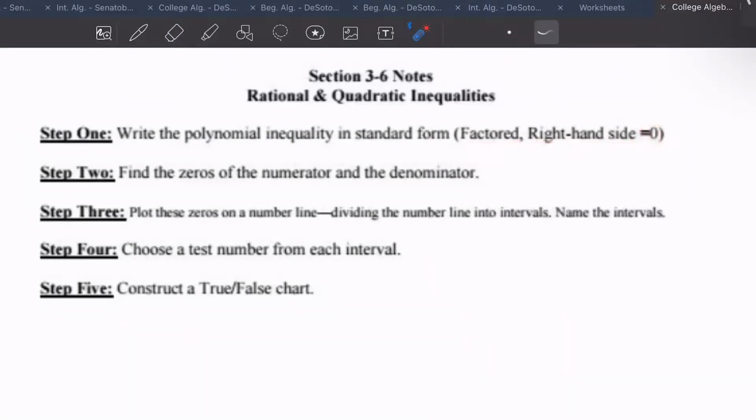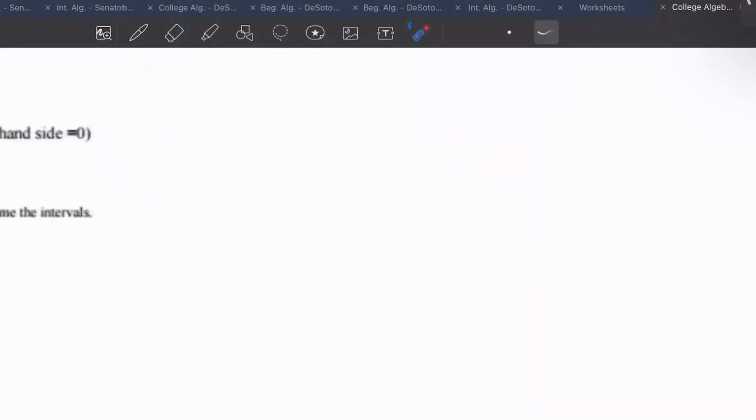Step 2 is we're going to find the zeros of the numerator and denominator. That won't be too hard. Then you're going to plot those zeros on the number line, dividing the number line into intervals and naming them. You'll choose a test number from each interval and then construct a true and false chart. I know that was a lot of words. Let's use those steps in an example.